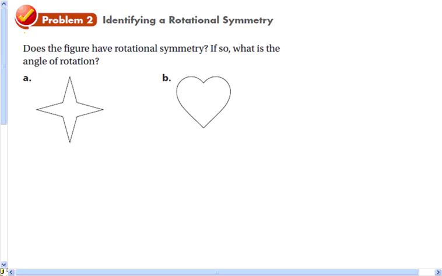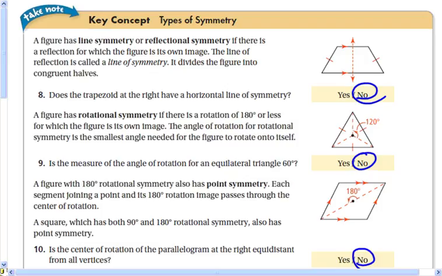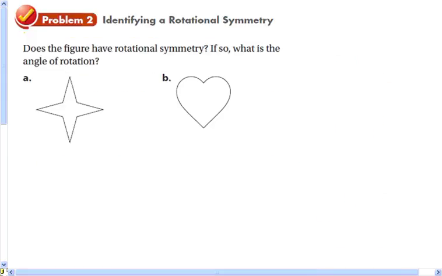All right, identifying rotational symmetry. Does the figure have rotational symmetry? If so, what is the angle of rotation? I think we should go back and just review that quick. What does it take to have rotational symmetry? And it's right here. A figure has rotational symmetry if there is a rotation of 180 degrees or less for which the figure is its own image. So we need 180 degrees or less to map back on itself.